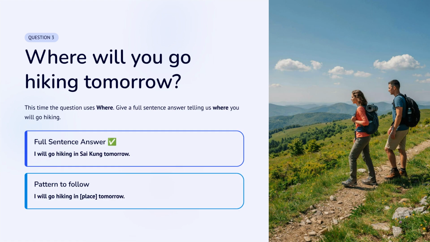Question 3. Where will you go hiking tomorrow? This time, the question uses where, so we must provide a full sentence answer stating the location. The pattern to follow is, I will go hiking in place tomorrow. For example, a full sentence answer would be, I will go hiking in Sai Kung tomorrow.